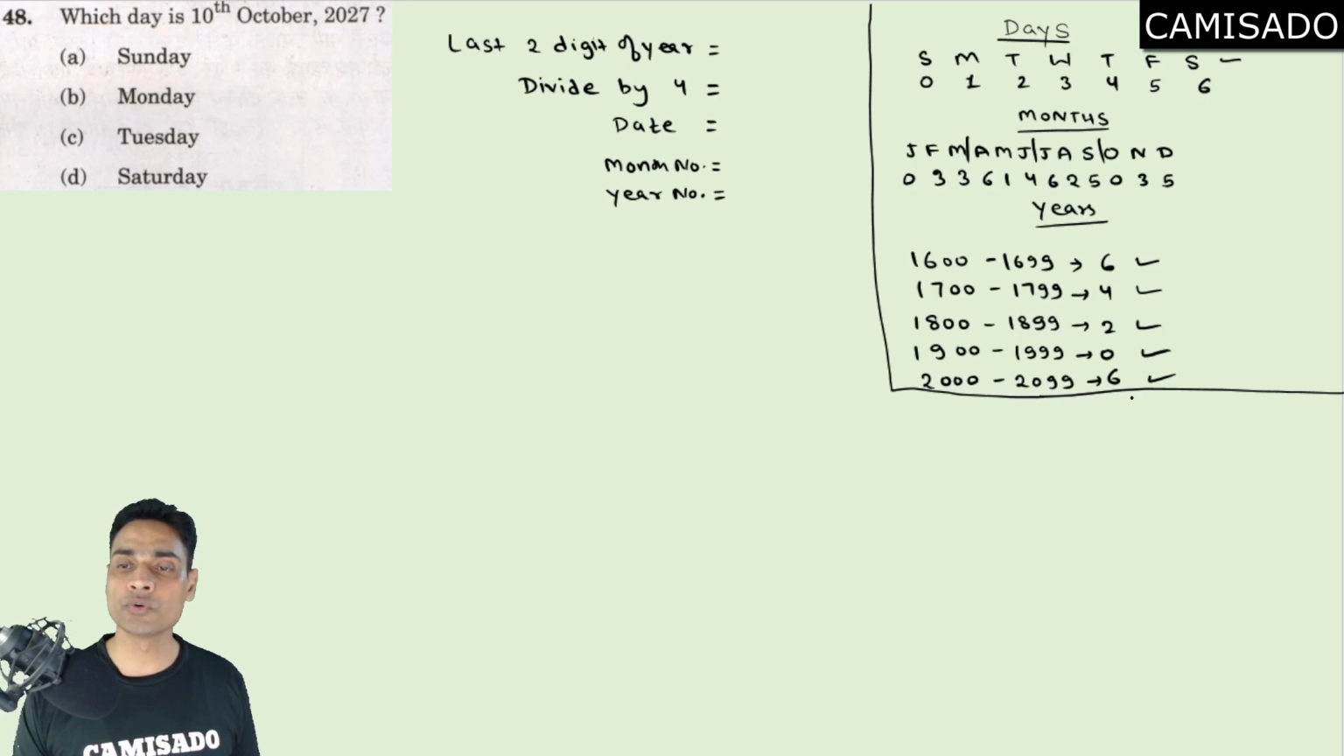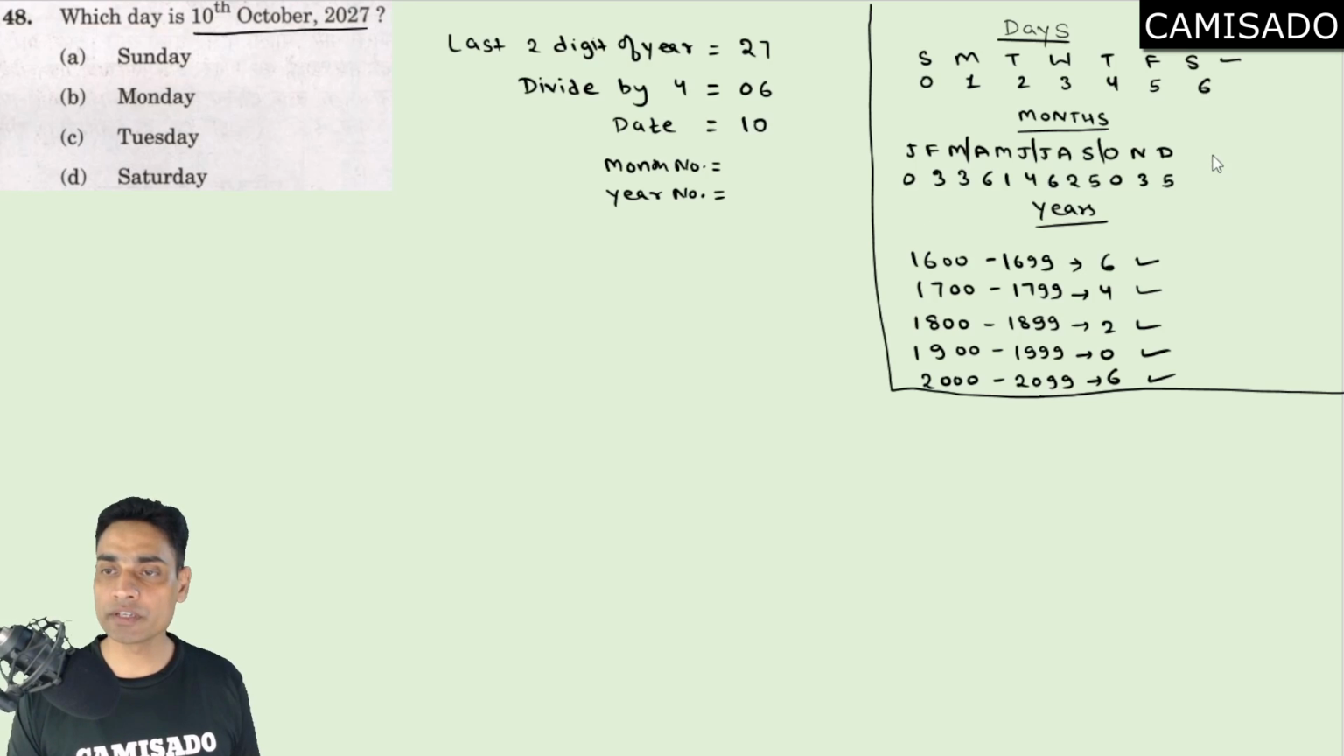Now what is the use of the overall table is, see here, we have to find which day of this particular date is there. So on 10th October 2027, first thing is last 2 digits of the year. Last 2 digits of the year is 27. Now divide this by 4. When you divide this by 4, it will go by how many times? 6. Okay. 4 6s are 24. So write it as 06. Now date is 10th October. So 10. Month number is October.